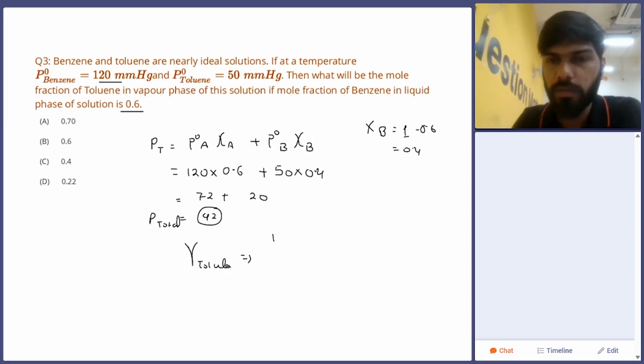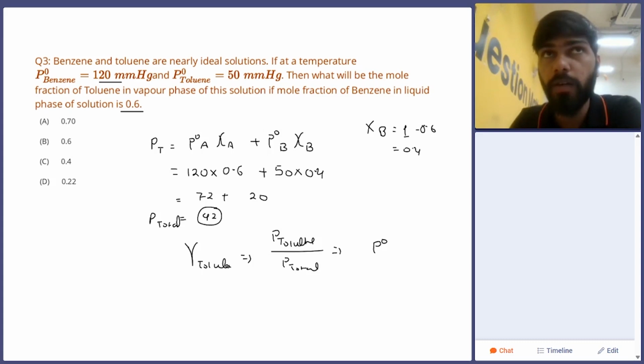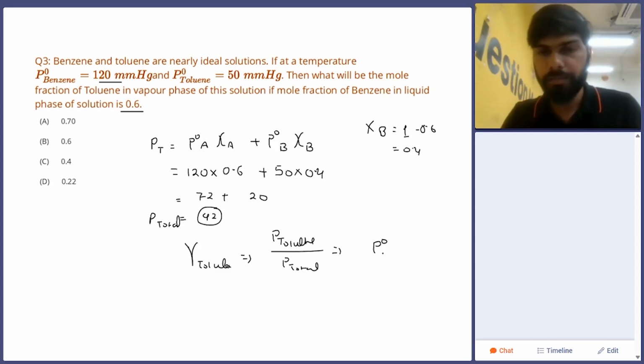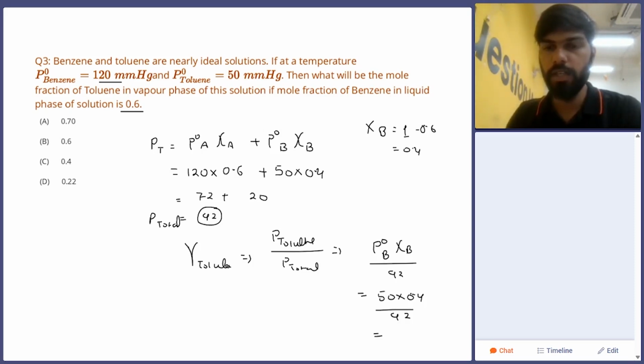For the toluene part, that is the pure vapor pressure of toluene upon P total. So the formula will become P naught B into chi B upon P total, that is 92. So P naught B is what? P naught B, that is 50 into 0.4 upon 92, that is giving you 20 upon 92. The final answer is 0.22. So 0.22 is the right answer for this question.